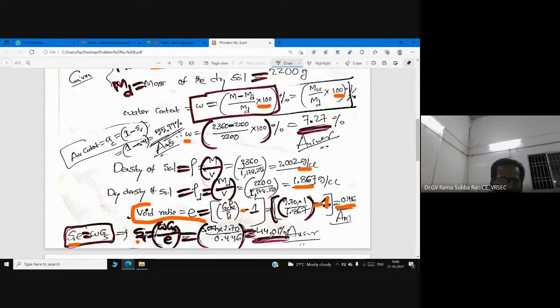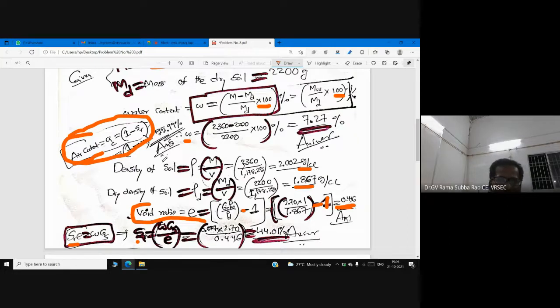But the questionnaire is expecting, apart from the degree of saturation, the air content. Many of us know air content is equal to 1 minus the degree of saturation. So 1 minus 0.4401 is 0.5599, which we can write in percentage as 55.99.